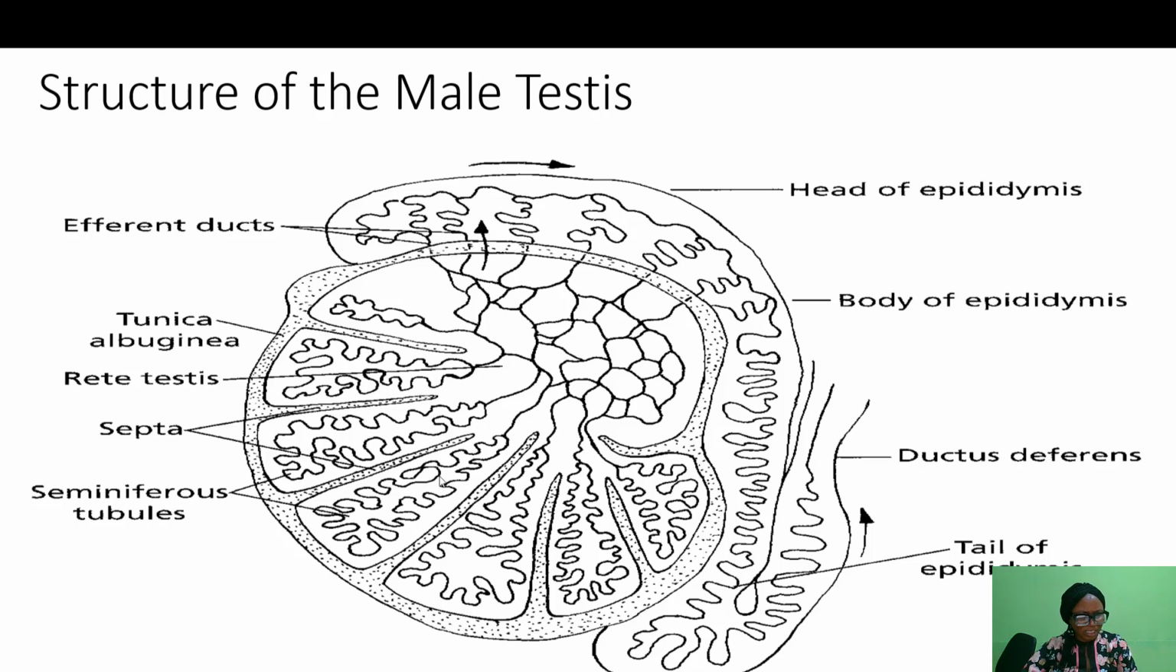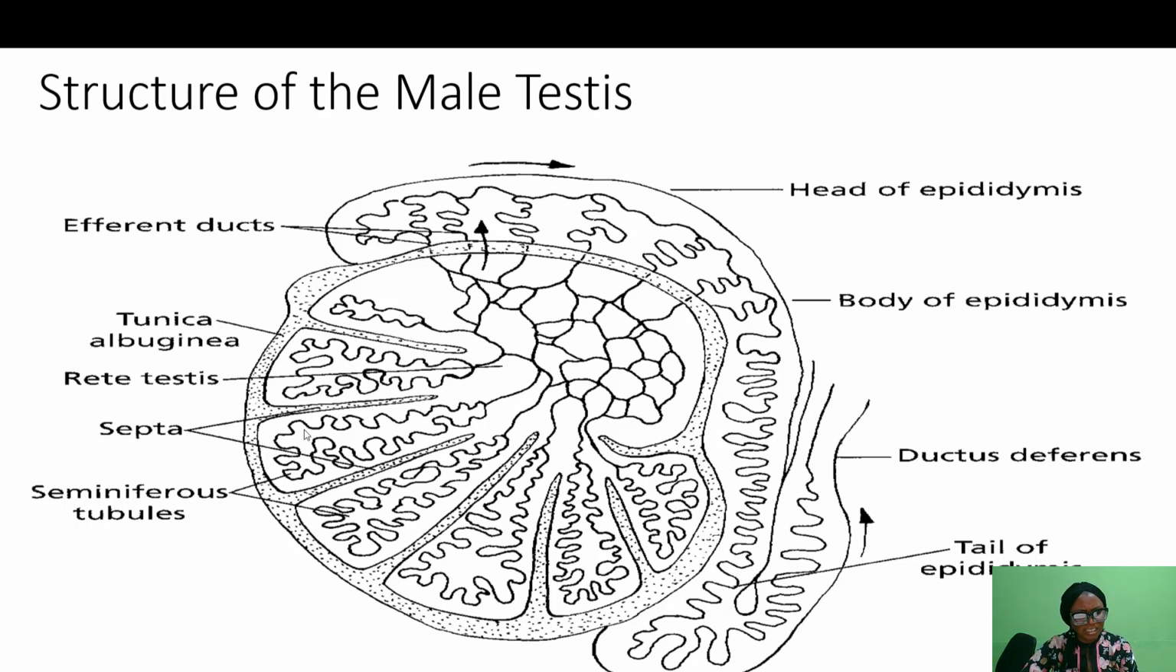Now here we have the tunica albuginea, which is part of the outer covering. After the scrotum, we hit the tunica albuginea, which is the fibrous covering that protects the internal organs of the testis. From here we have the septa. It is also an extension of the tunica albuginea, which gives a firm structure to the testis. Then we have the seminiferous tubule.